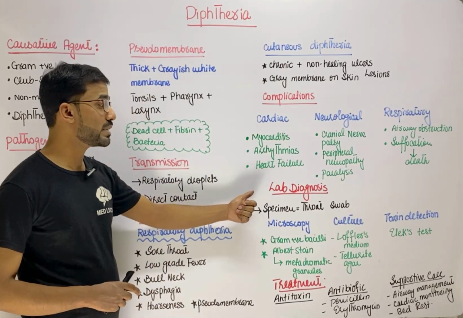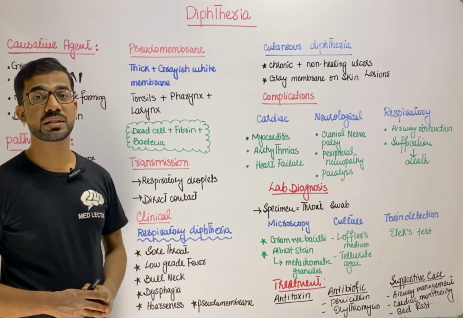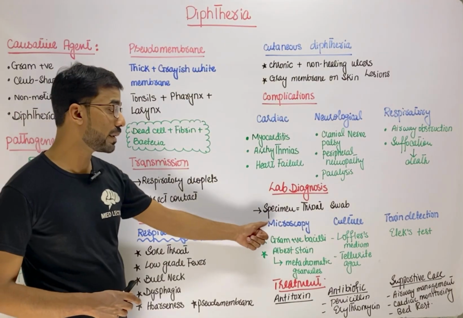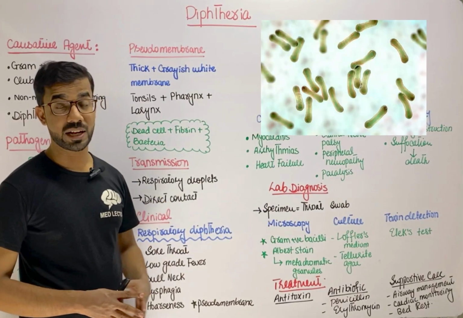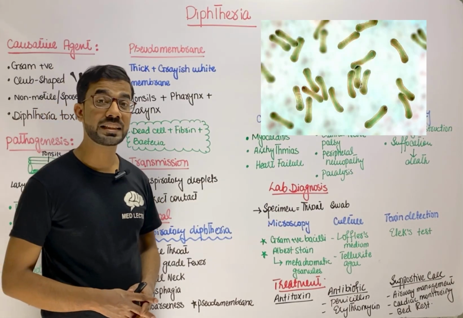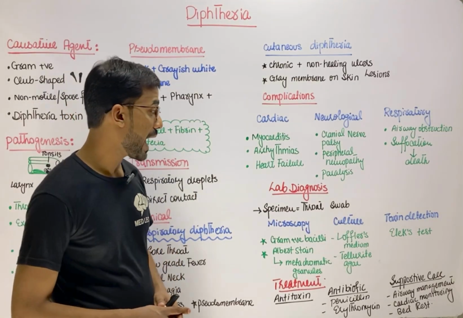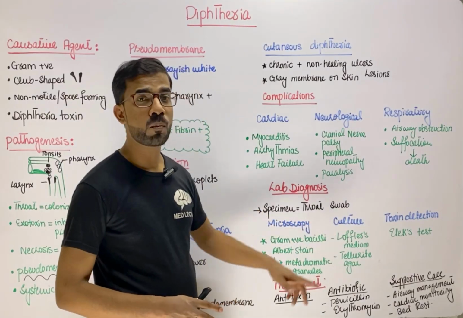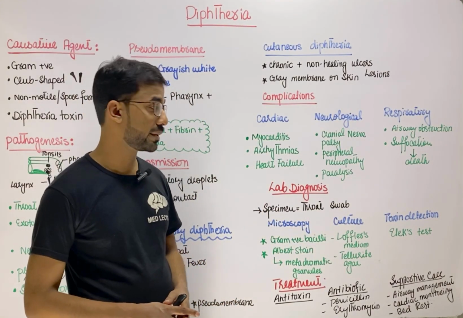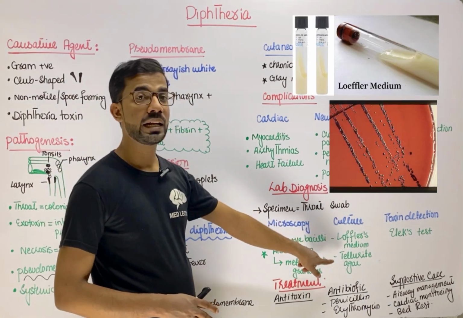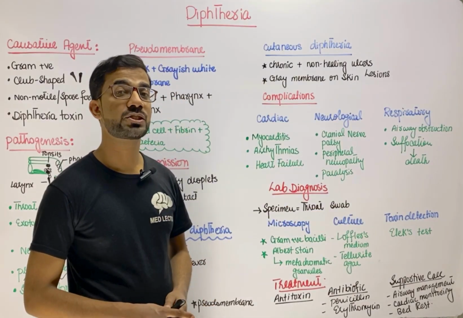Okay, in the lab, the specimen will be the throat swab, and in the lab diagnosis, we will see the three most important things. Microscopy: gram-positive bacilli, and Albert stain will be used to check the metachromatic granules of diphtheria. And in the culture, the two most important media that will help in the growth of Corynebacterium diphtheriae are Loeffler's media and tellurite media. And in the toxin detection, you will see the Elek test.